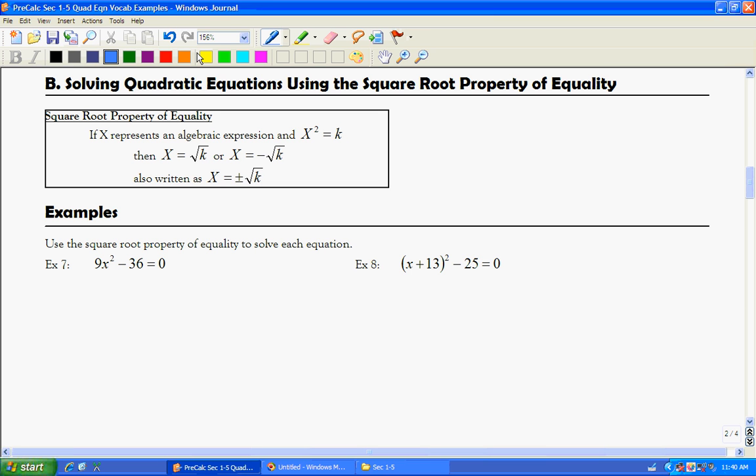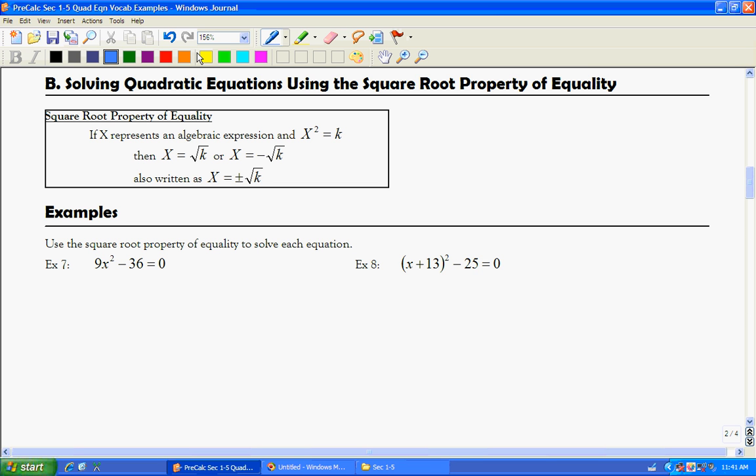Okay, we're going to continue on with solving quadratic equations, and this time we're going to use the square root property of equality, which basically says when you have a quantity squared, it equals a constant. You can undo it by square rooting both sides, and then you have to take the positive or the negative of that square root. So let's just jump right into some examples.